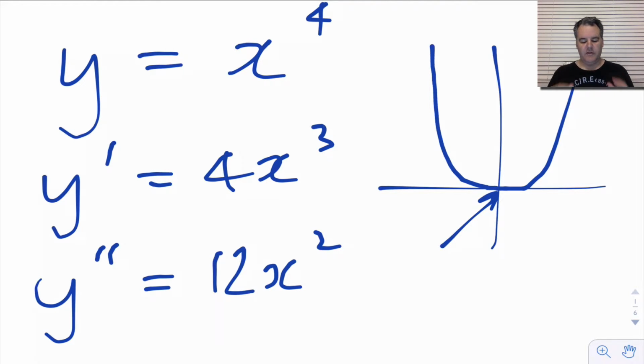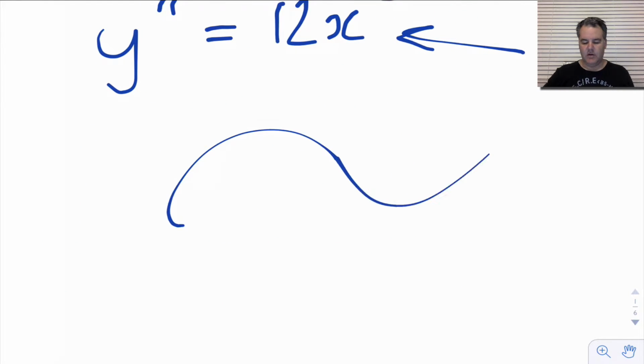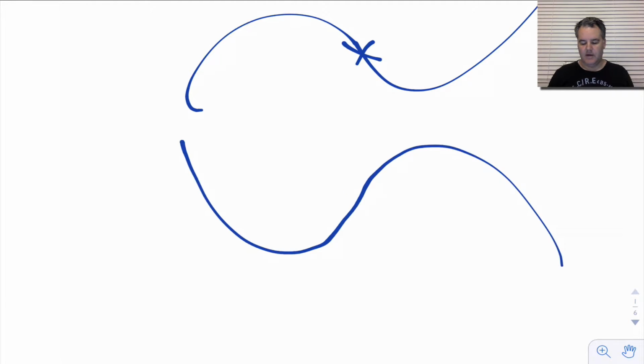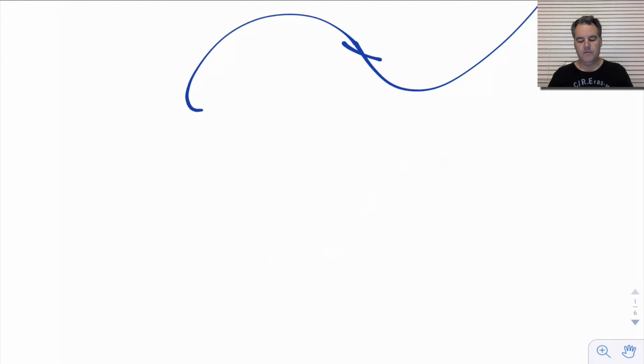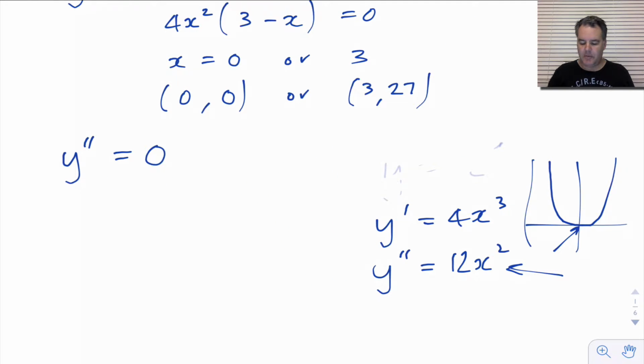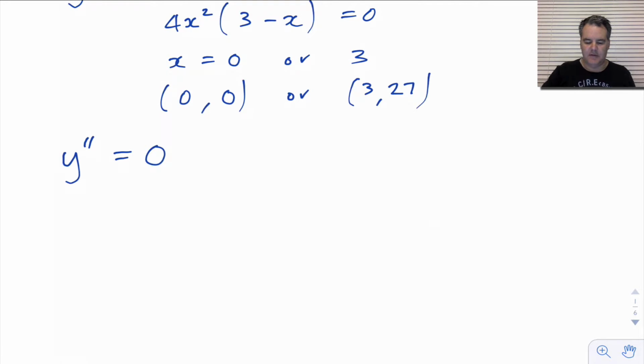So not only does the second derivative have to equal 0 at the point we're talking about, which it does in this case, but also the concavity has to change. By concavity I mean it has to change from being concave down to concave up, or concave up to concave down, at this point right here. So both of those conditions need to be satisfied for us to know that we've got a point of inflection. So let's get rid of all of that and get back to this problem.